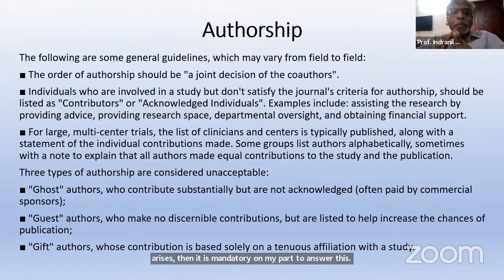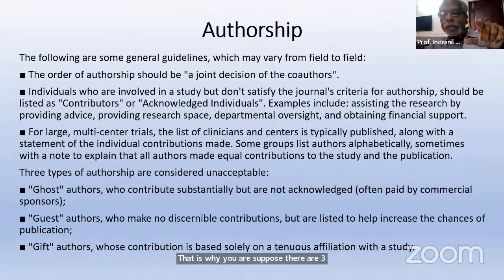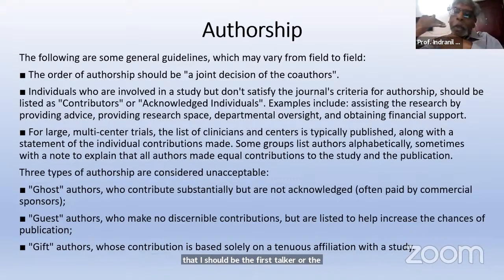Again, I am putting so much stress on authorship because ultimately this is a work on publication, and publications in the final analysis will involve authorship. So one should be very, very careful, ethical, and responsible about authorship. The order of authorship should be a joint decision of the co-authors, very important. That is, suppose there are 3 co-authors, whether I should be the first author, or Dr. Ghosh should be the first author, or Dr. Das should be the first author, and what should be the order. That is a joint decision of the co-authors.